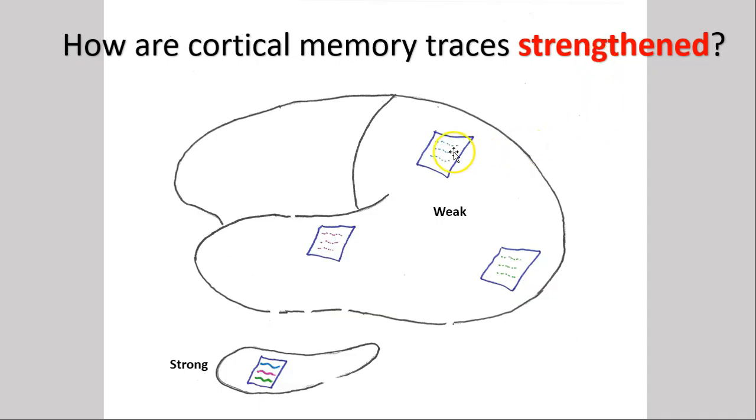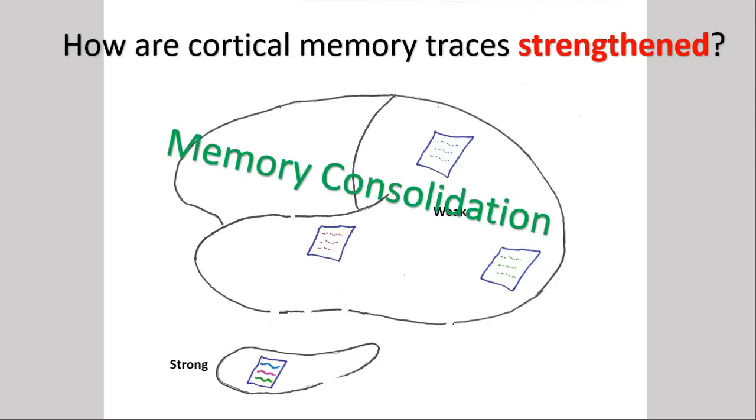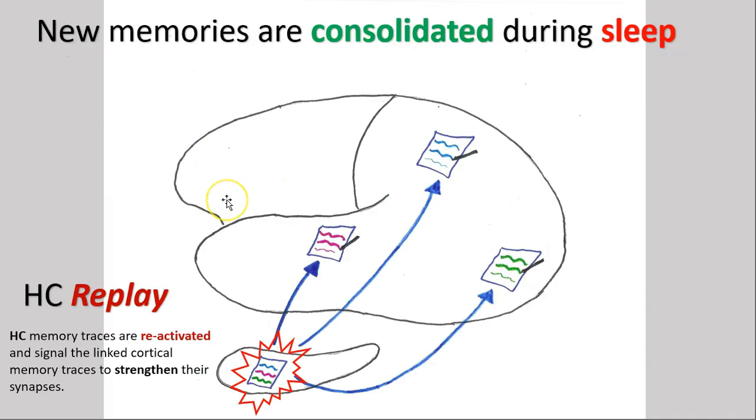You'll recall we were left with a brain with weak cortical memory traces, but a strong hippocampal memory trace. Well, how are the cortical memory traces strengthened so that we won't need a hippocampus to retrieve them? The answer will be memory consolidation. And here's what scientists think is going on. When we go to sleep, this process is happening during sleep.